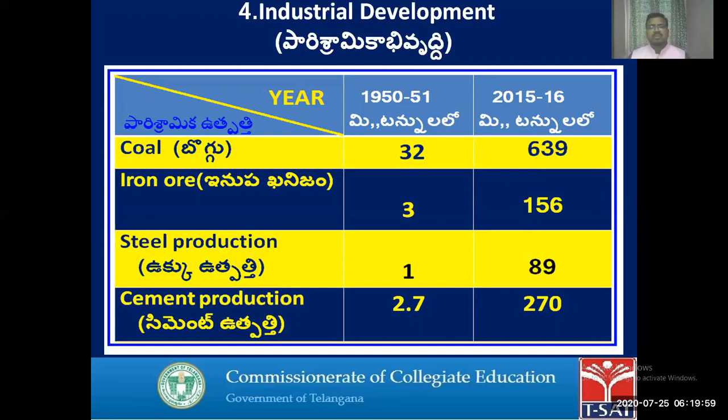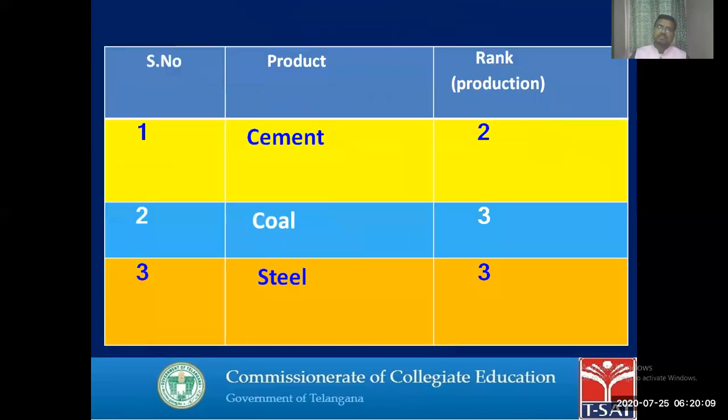So India's industrial base increased. India's industrial production potential increased during the five year plans. As far as India's industrial production is concerned, we are second rank in the production of cement, and we also have third rank in the production of coal and steel.